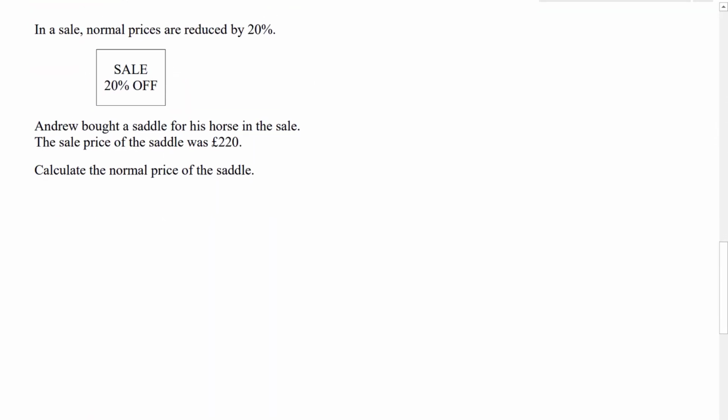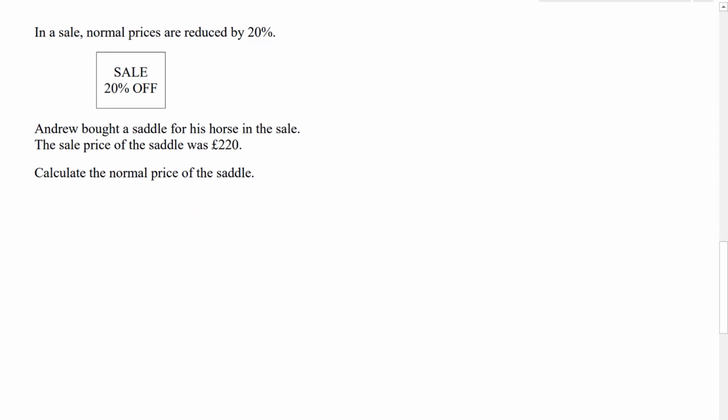So now let's have a go at some reverse percentages. In a sale, normal prices are reduced by 20%. Andrew bought a saddle for his horse in the sale. The sale price of the saddle was £220. Calculate the normal price of the saddle.